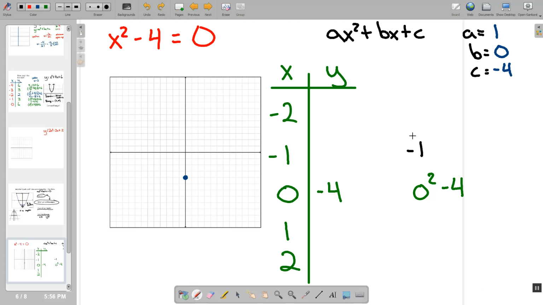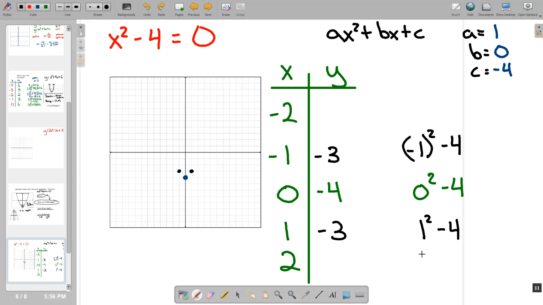If I go -1 squared minus 4, that's 1 minus 4, which is -3. Here, if we do this for 1, we get 1 squared minus 4, which is also -3, and that tells us that our vertex has to be correct because we are equidistant away from our vertex on both of these values.